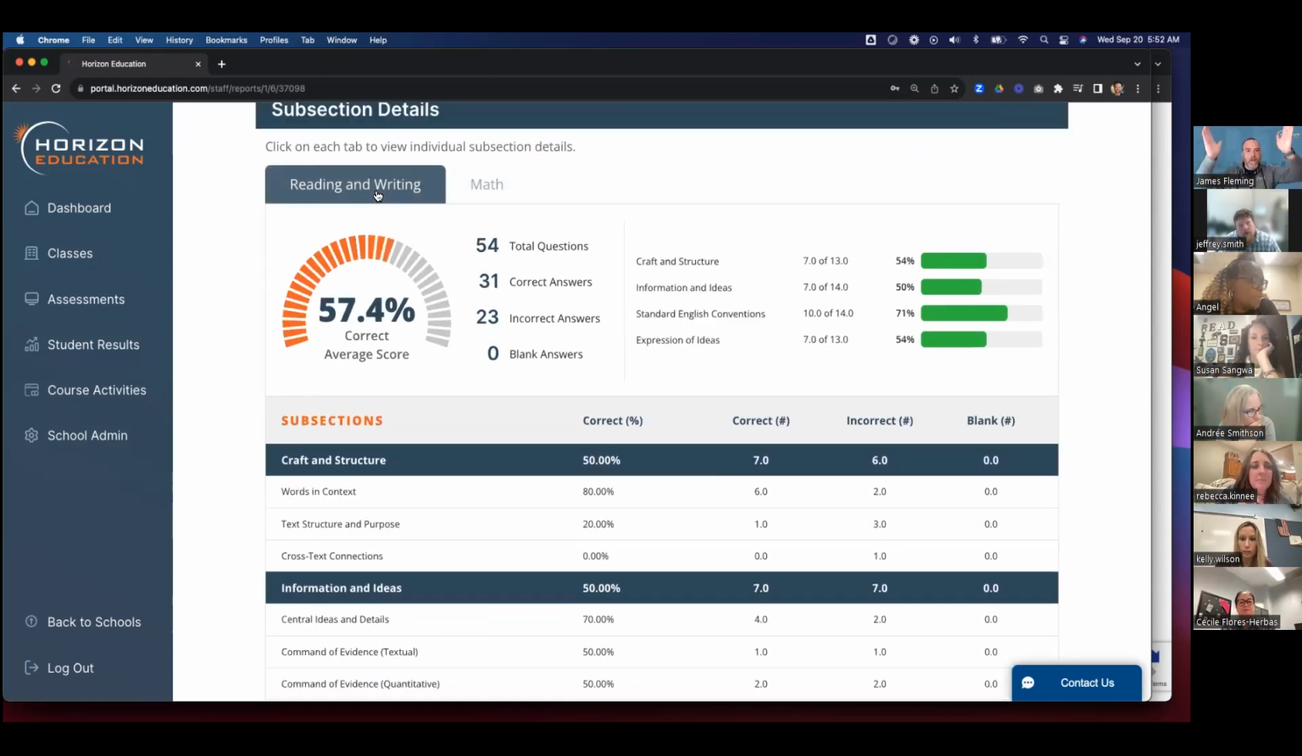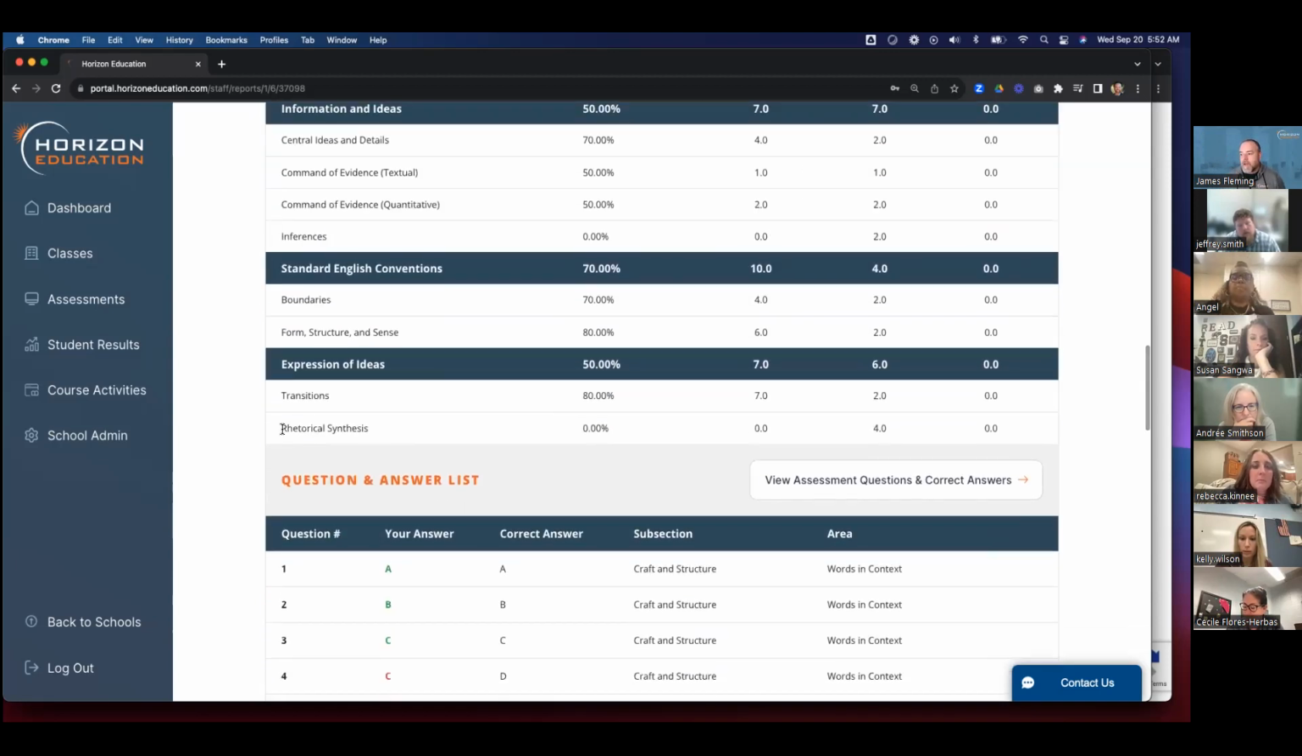Okay, so we went from an overall score down to here's where my points are, here's where I left points on the table. Now, it'd be pretty reasonable for a student to say, I don't even know what rhetorical synthesis is. What does that mean? That's where the next section comes into play.